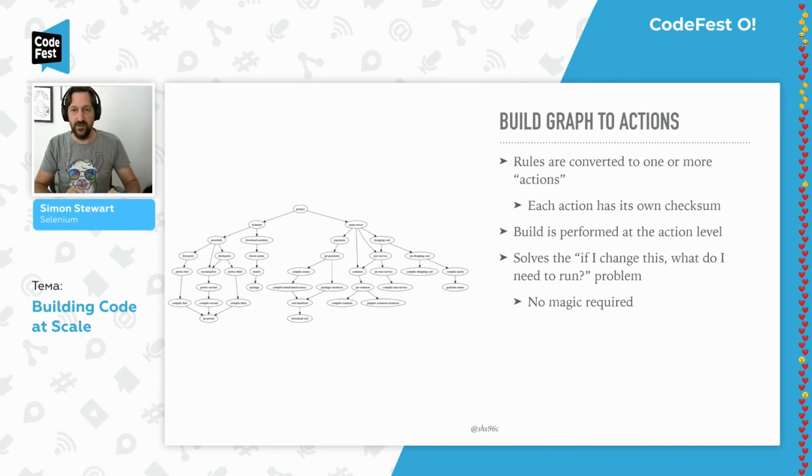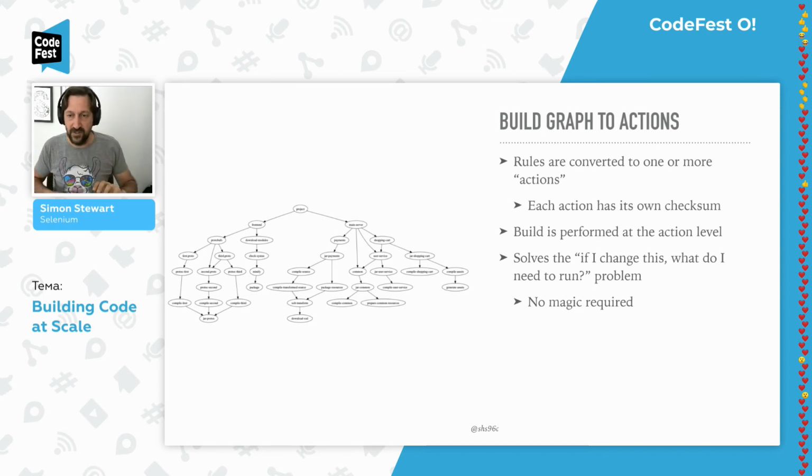The next thing we do is we break down this graph of individual rules and targets into actions. So building a Java file is effectively taking the files, running them over javac, and then combining those .class files into a single jar file, generating the ABI jar, and then outputting both of those. So each of those individual steps is called an action, and each of those has its own checksum, its own inputs, its own outputs. So we can express that.